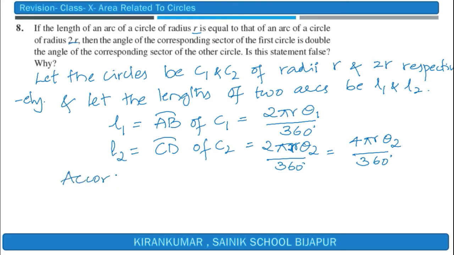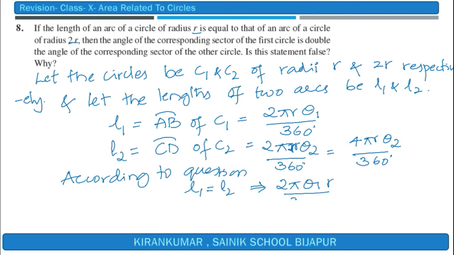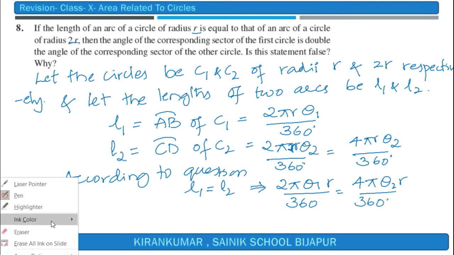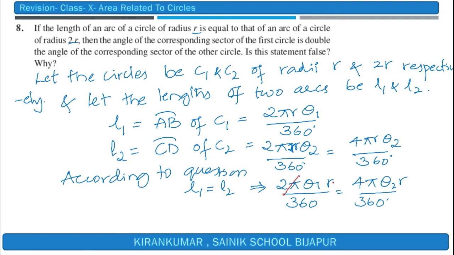According to the question, we have the lengths equal, L1 equal to L2. This implies we have 2 pi theta 1 into r divided by 360 equal to 4 pi theta 2 into r divided by 360. Whatever cancels, let's cancel that out. We have pi getting cancelled, r getting cancelled, 360 getting cancelled. Hence we are left with theta 1 equal to twice theta 2. Hence we have theta 1 equal to twice theta 2.